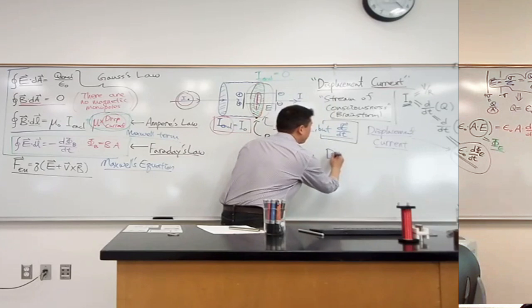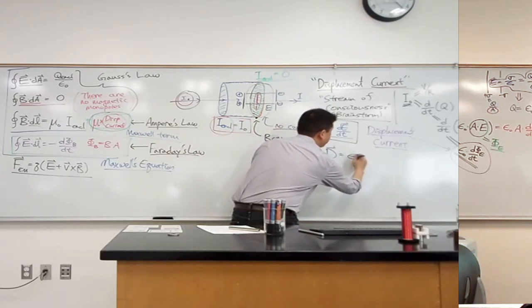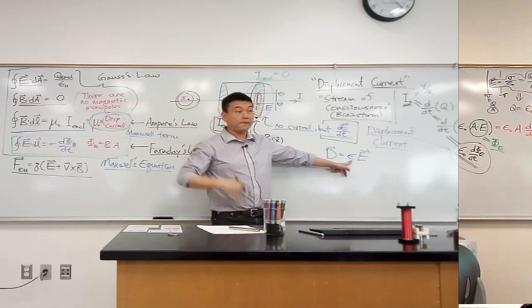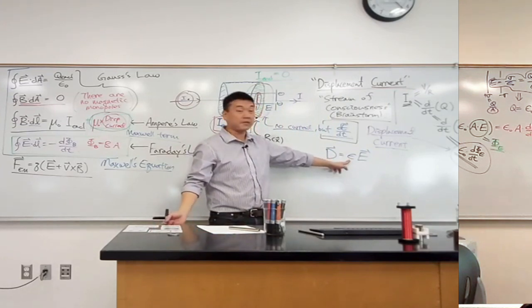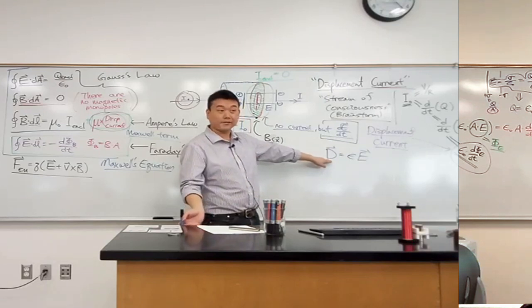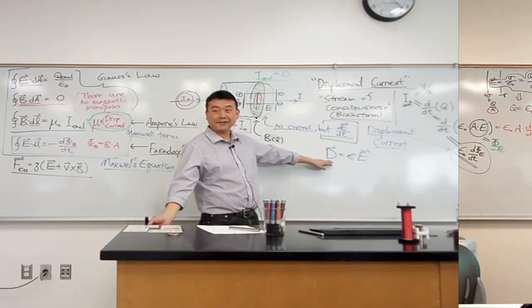The displacement field was defined as epsilon naught times E. If it's in vacuum, this would be epsilon naught. If it's in matter, then this would be the permittivity of the material. So this is the quantity called the displacement field in upper division electrodynamics.